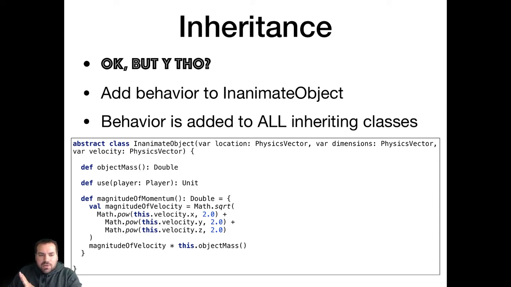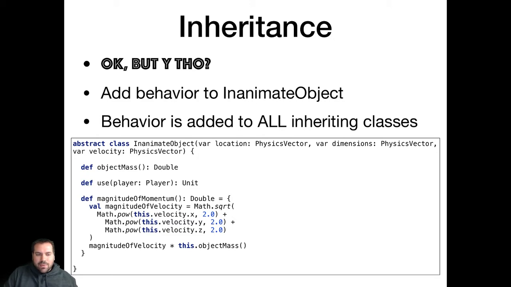Now, balls and health potions both just automatically have this method, and either of them I can say dot magnitude of momentum and objects of either of those types, and I have access to this functionality. The alternative would be writing this method in one of those classes, cut and pasting it to the other one, and now we have duplicate code, which can be hard to debug.